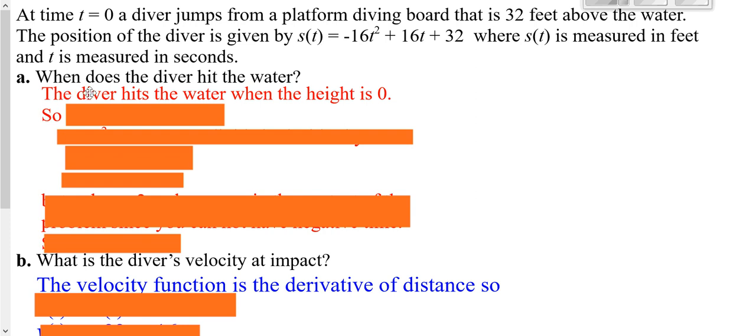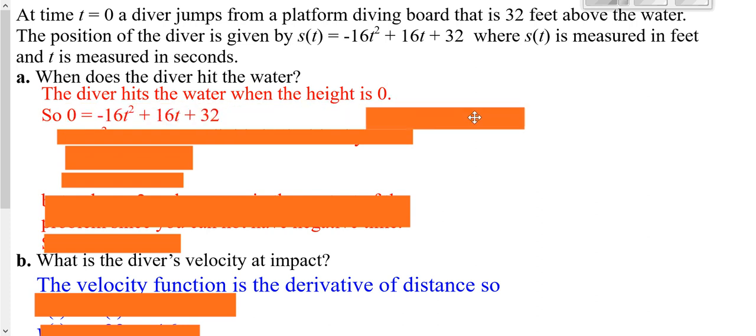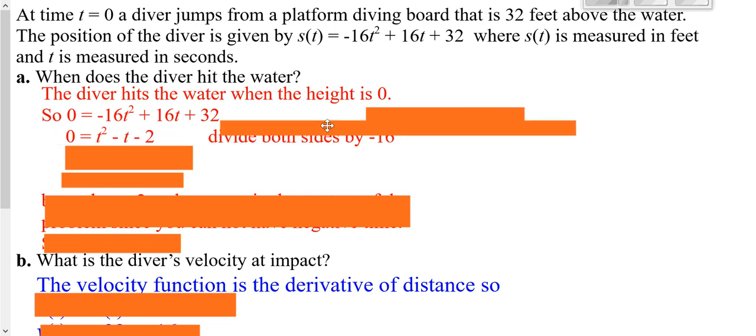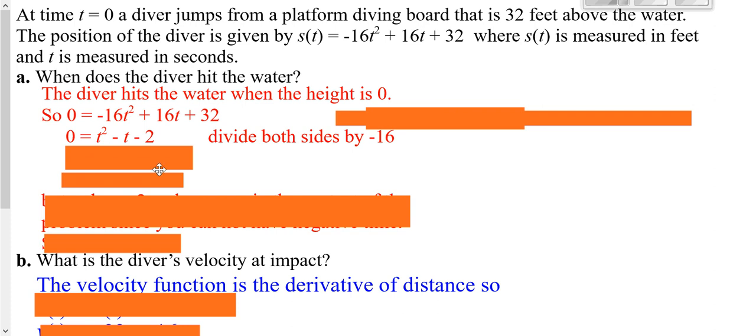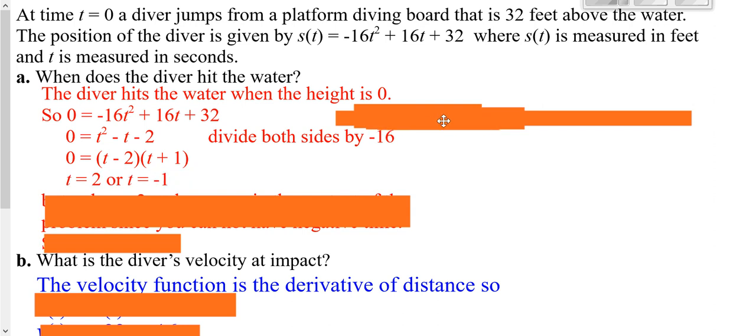We want to know, when does the diver hit the water? Well, that means the height of the diver would be 0 because we're measuring height above the water. You're not above the height of the water, so it's 0. So you'd plug in 0 right here. Now it's just a nice normal quadratic to solve. I might go ahead and divide both sides by negative 16. In this case, it factors quite nicely. We solve it, we get 2, and we get negative 1.